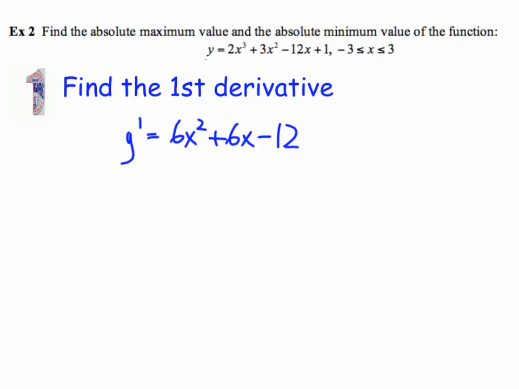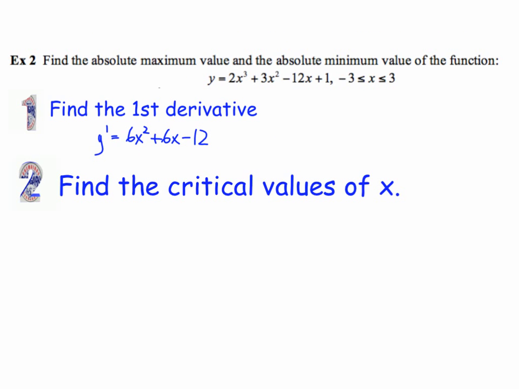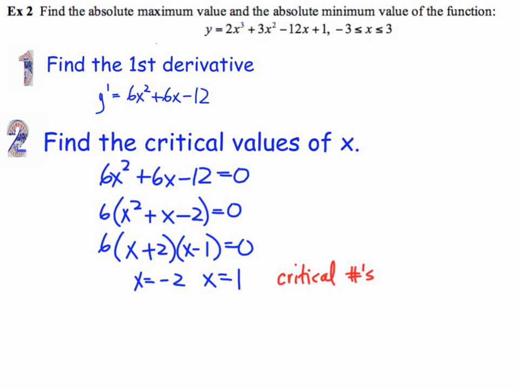And in order to find the critical values, which are the zeros of the derivative, we're going to factor 6x squared plus 6x minus 12. We notice that it has a GCF of 6. So I'm going to factor out the 6, and then I'll factor x squared plus x minus 2. So I'm going to place these critical numbers or zeros on a graph, still using my domain endpoints -3 and 3.